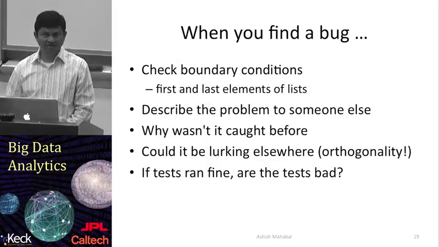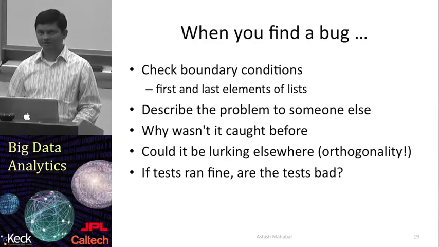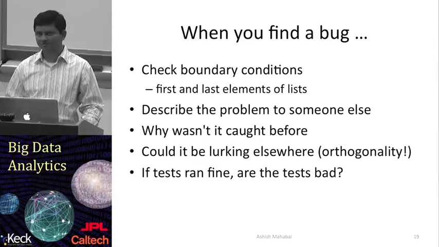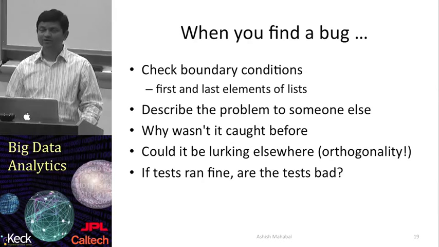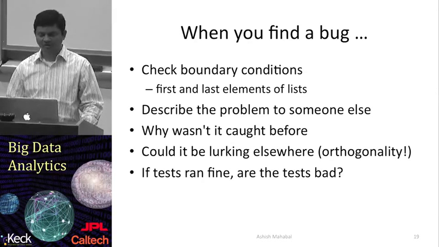When you do find a bug, there are some trivial things that you can do. First, check for boundary conditions. Is the bug coming up because of the first case, or because of the last case, or is it something else? Because those are the simpler bugs to catch. Then this may seem a bit psychiatric, but describe the problem to someone else. Many times when you are doing that, you yourself realize what may be going wrong, and you are able to catch the bug. So definitely give that a try.